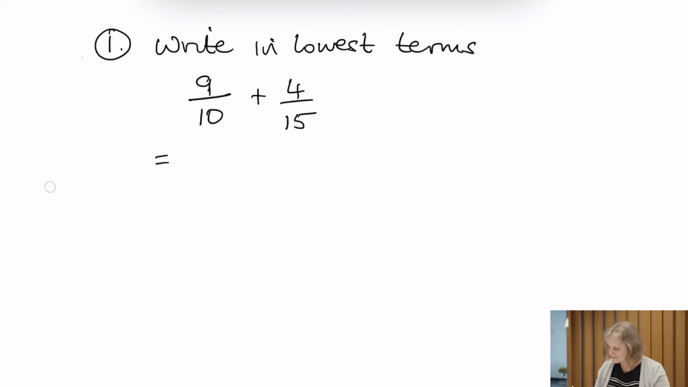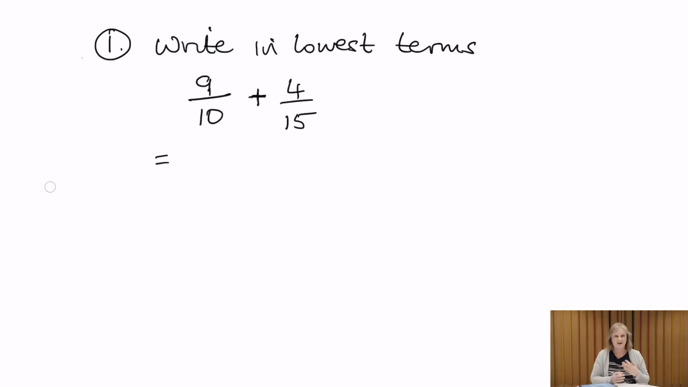So when we're adding and subtracting fractions, this is the trickier part of working with fractions. When we come on to multiplying and dividing shortly, that's a little bit easier. There's one less step that we need to consider. When we're adding and subtracting, we're just going to add or subtract the numerators as applicable. So if we have this question, 9/10 plus 4/15, I want to add these together, and then I want to write the answer in lowest terms.